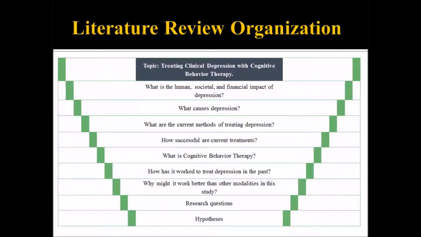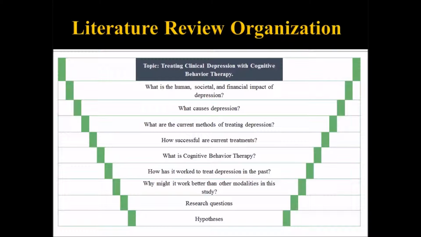Then as you move a little bit closer to your specific research questions and hypotheses, you may want to talk about what causes depression. So you'll be talking about etiological and epidemiological factors as they relate to depression. Then moving down to the next level, you might want to talk about the current methods of treating depression. What do we do right now in the counseling field to address depression and to treat depressive symptoms? And here it's important to keep in mind that you would not only talk about counseling treatments, but also pharmacological treatments and other methods of treating depression.